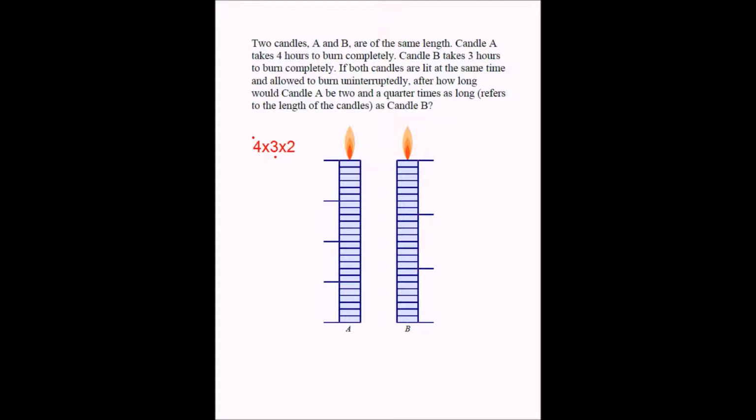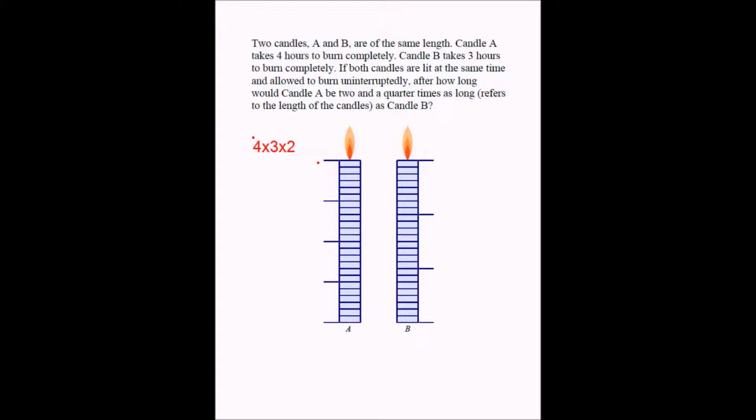I could have used 12, but since I said I'm going to look at what happens every half an hour, the 1/2, if I multiply it by 2, I will be avoiding fractions. And if you count carefully, you will see there are 24. Candle A is 24 units tall, and candle B is also 24 units tall.